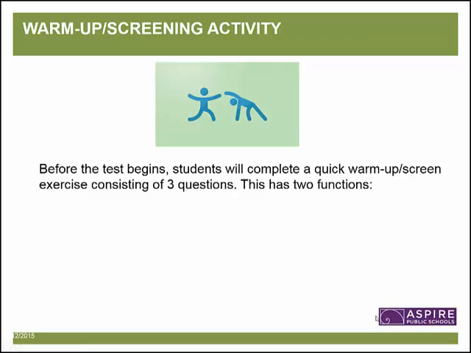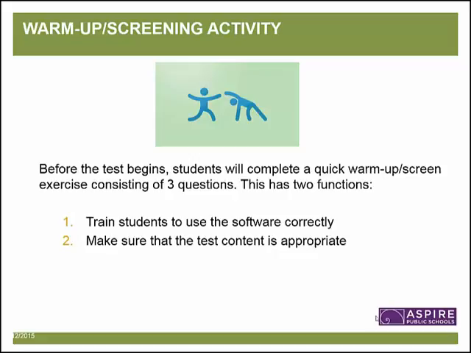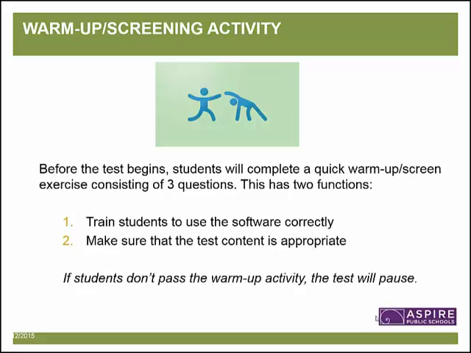From there, they'll go into a warm-up activity. And this warm-up activity has two functions. It trains students to make sure that they know how to use the software correctly, and it makes sure that the test content is appropriate for them. So if the student can't pass 2 out of the 3 questions on this warm-up, they are not allowed to go into the actual test itself. And you as a teacher would come over and check to make sure that they know how to actually use the software, or maybe they're having some problem where they aren't able to test. If in fact the test is too hard for them, then you can switch them over to early literacy, for example, and have them try again. And this is just saying that if students don't pass that warm up, the actual test will pause.